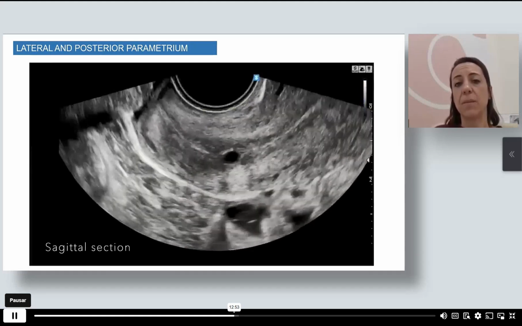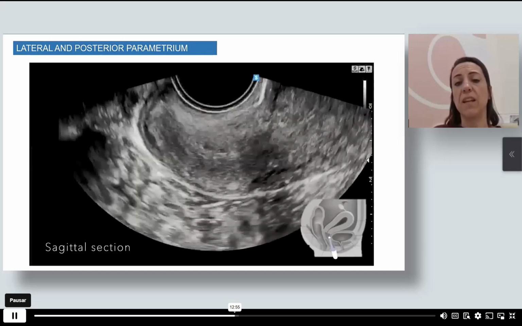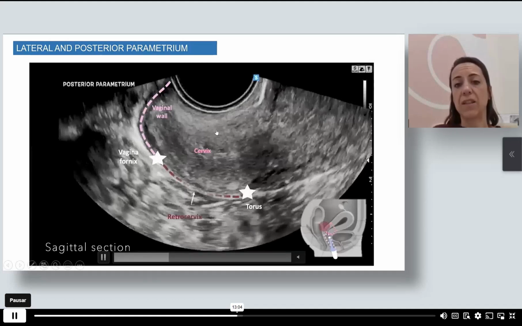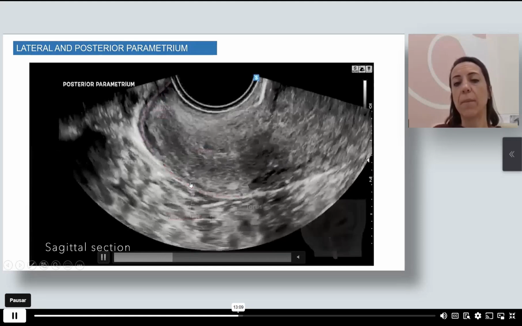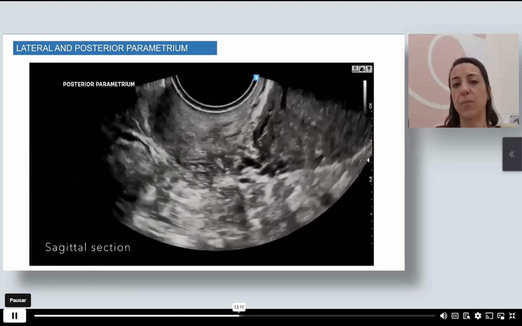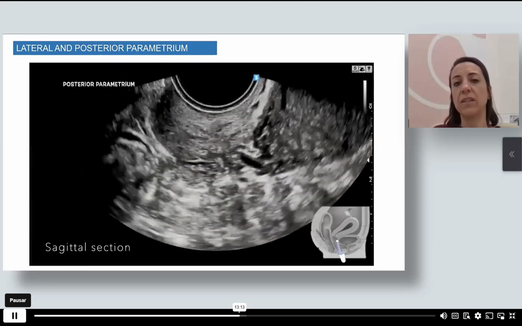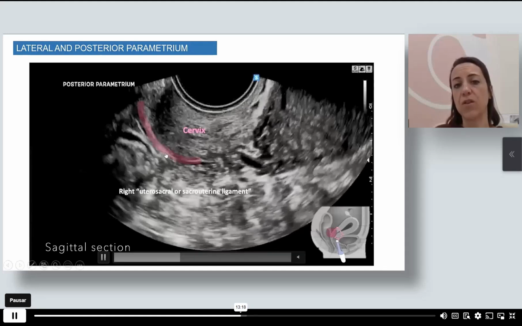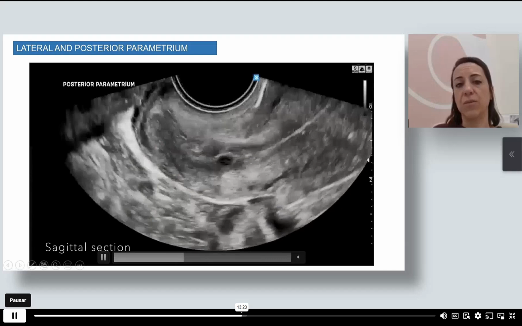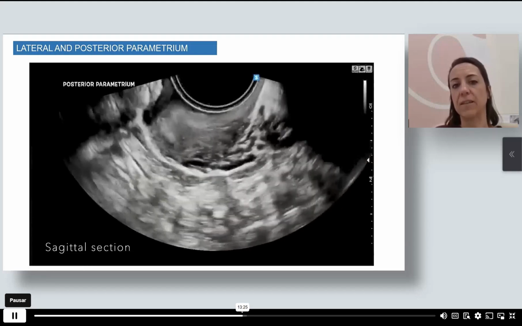Then, to assess the posterior parametrium, we can obtain this transversal section of the cervix. Then we can visualize the cervix and the retrocervix. Then we can move our transvaginal probe on the right and then on the left side to assess the hyperechoic structure behind the cervix and the uterine vessels on the right and on the left side.